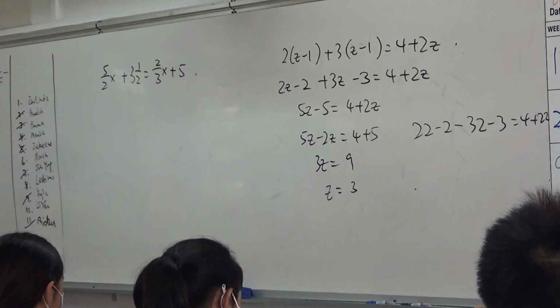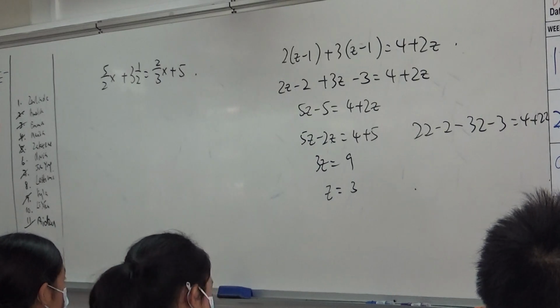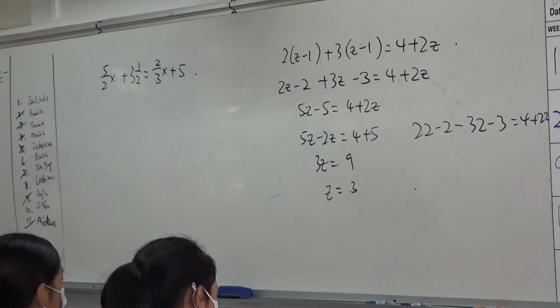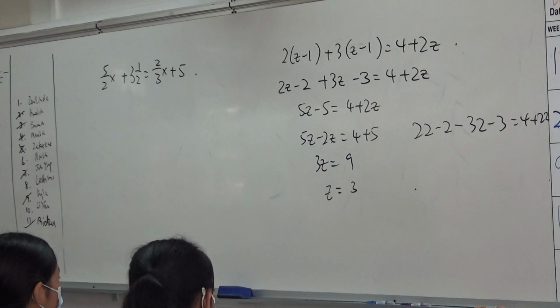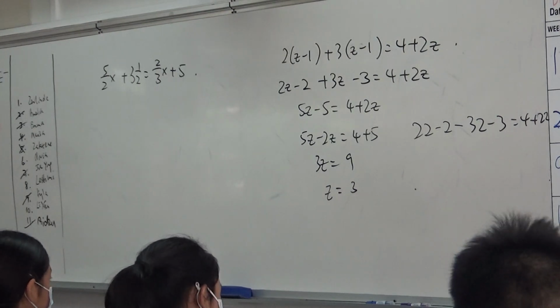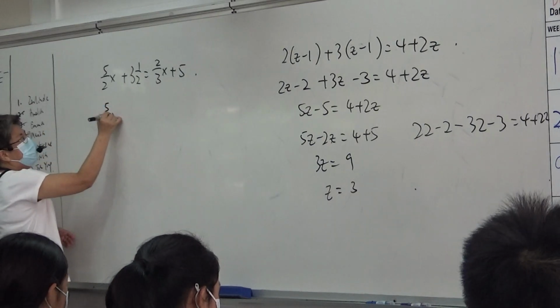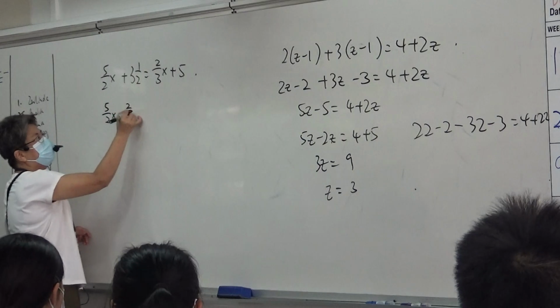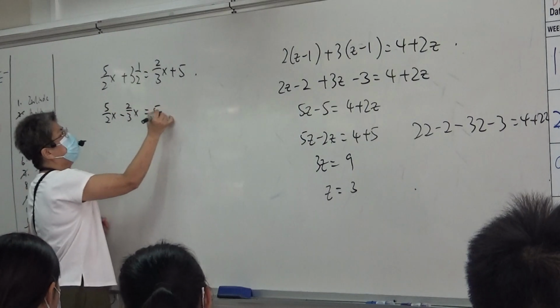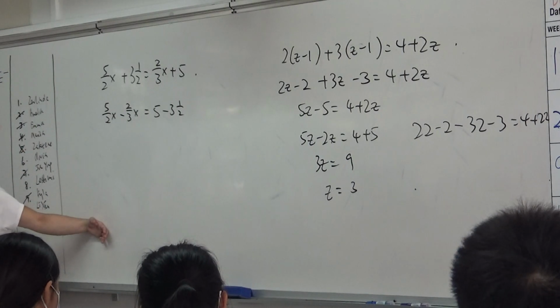Now, this one is more difficult than just now because now the coefficient, that means the number in front of the letter, is a fraction. Can you all see that? Okay, now all of you look up, don't copy. This will be 5 over 2 x minus 2 over 3 x equals to 5 minus 3 and a half, right? Can you see what I'm talking about here?